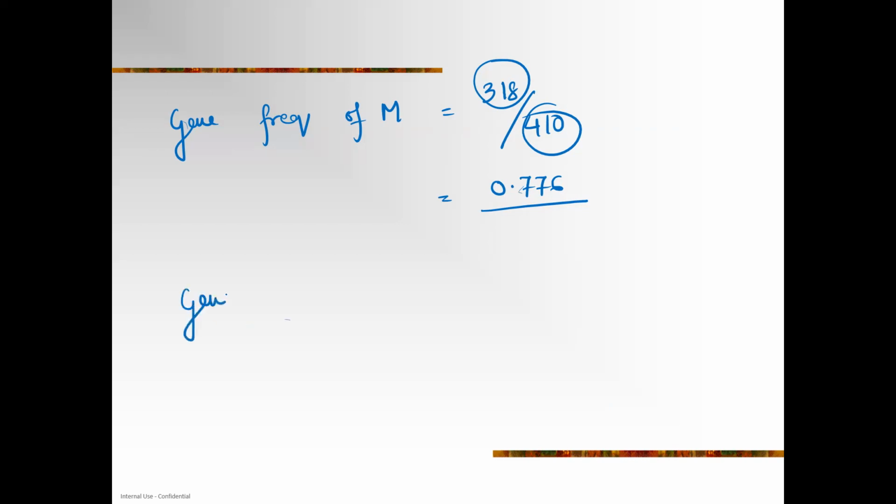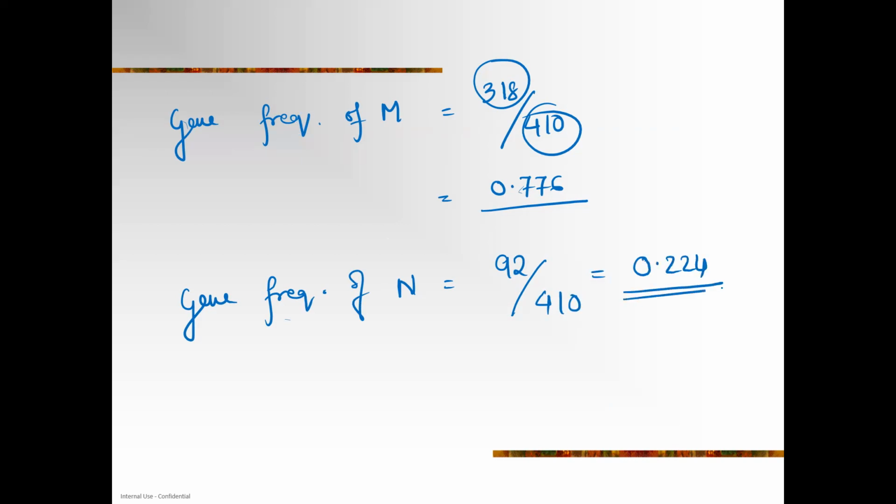Then gene frequency of N is how much? 92 by the same total number of alleles, which is equal to 0.224. So these are your two correct answers. Fine.